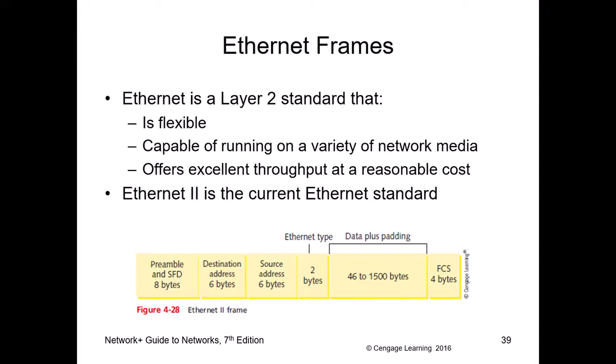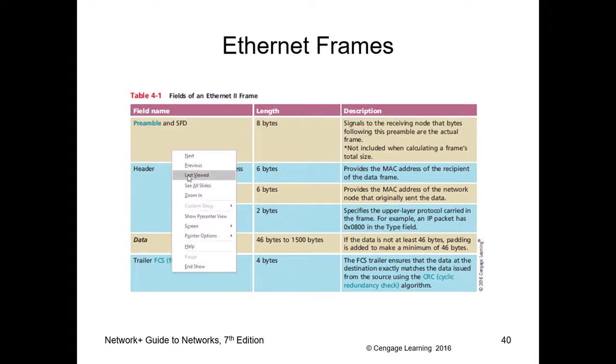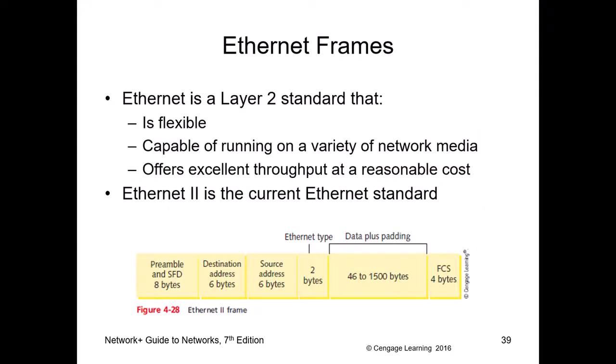The first thing you're going to have is the preamble and the start of the frame delimiter. Here's what I want you to write. The preamble: write preamble, and next to it, it's 7 bytes of alternating ones and zeros. In other words, 0, 1, 0, 1, 0, 1, like 56 ones and zeros, bits. The SFD, write this down also, is 1 byte.